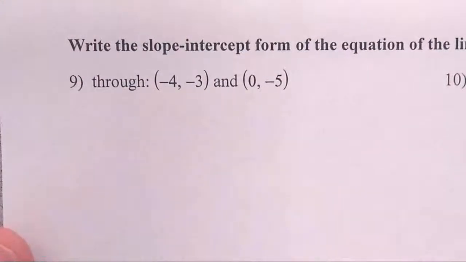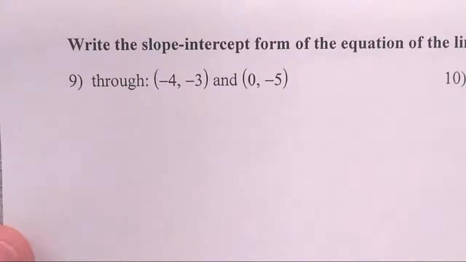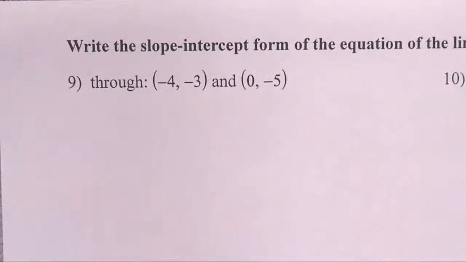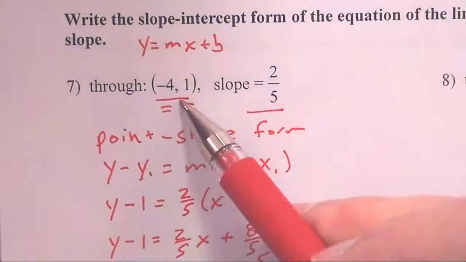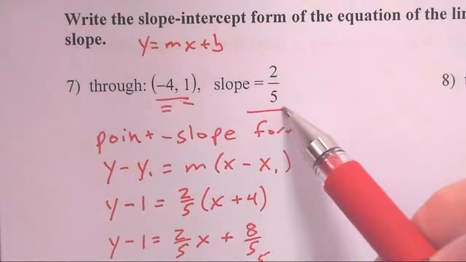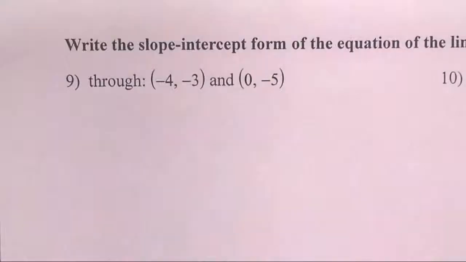Number 9, write the slope-intercept form of the equation of the line through the given points. Okay, well, how does that differ from number 7 that we had? Now I have 2 points and I don't have a slope. So the first thing I need to do is find the slope.